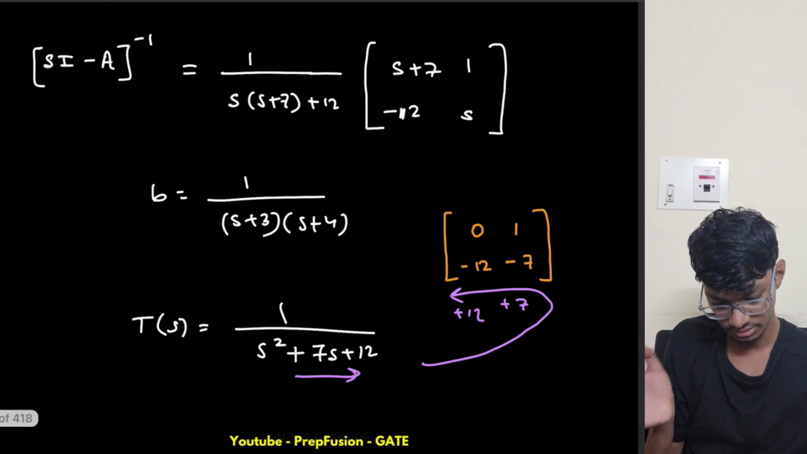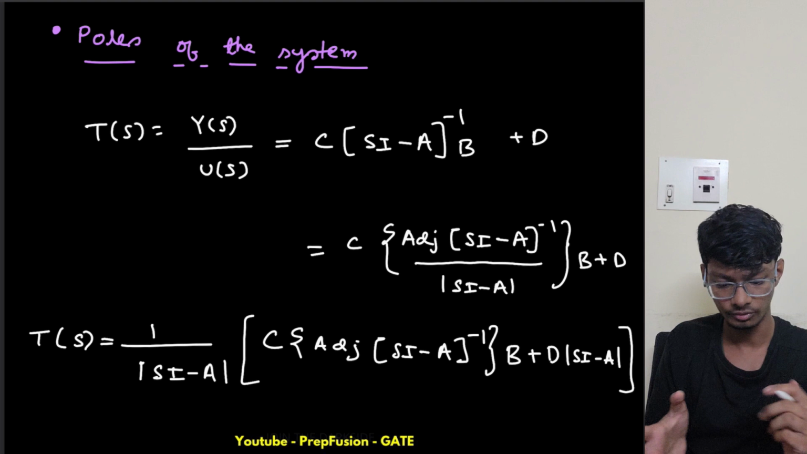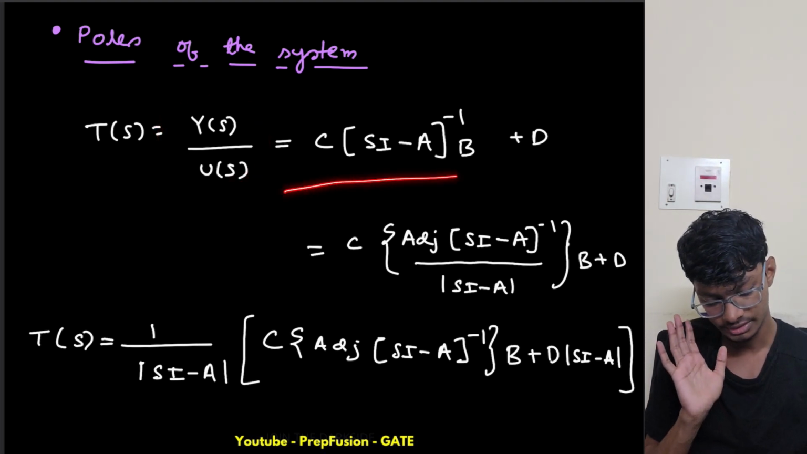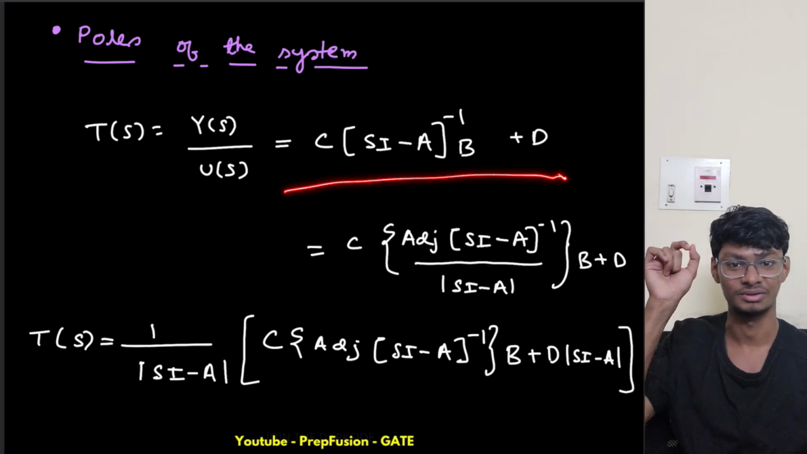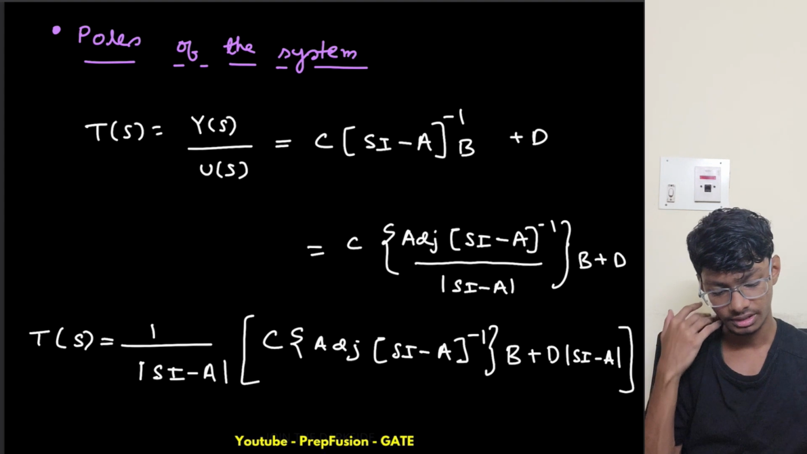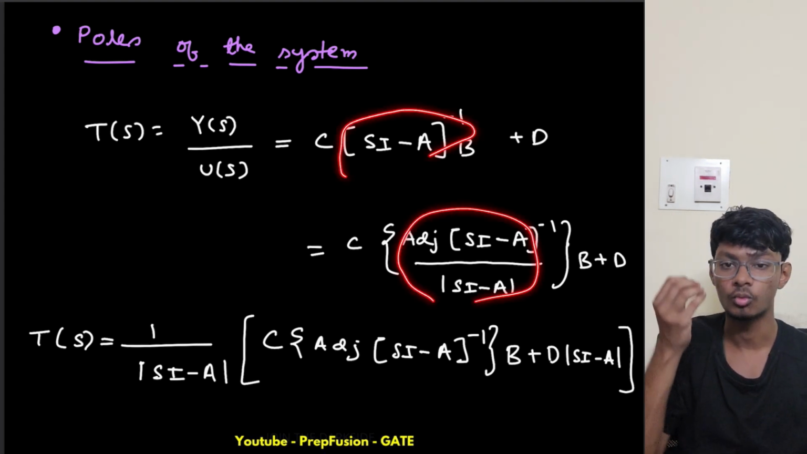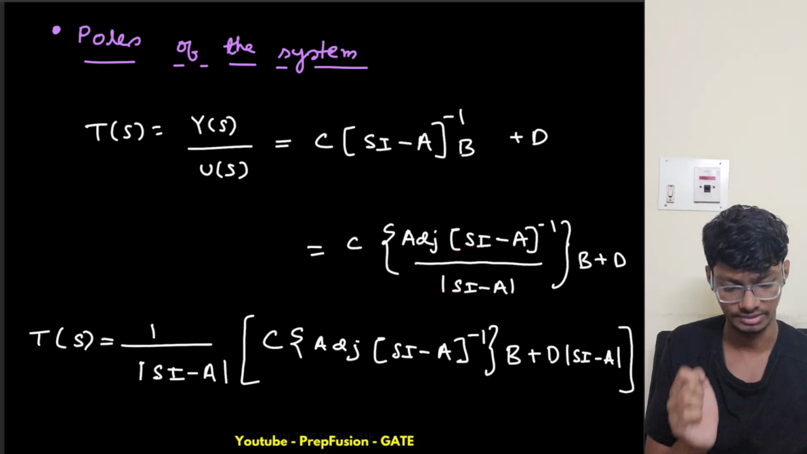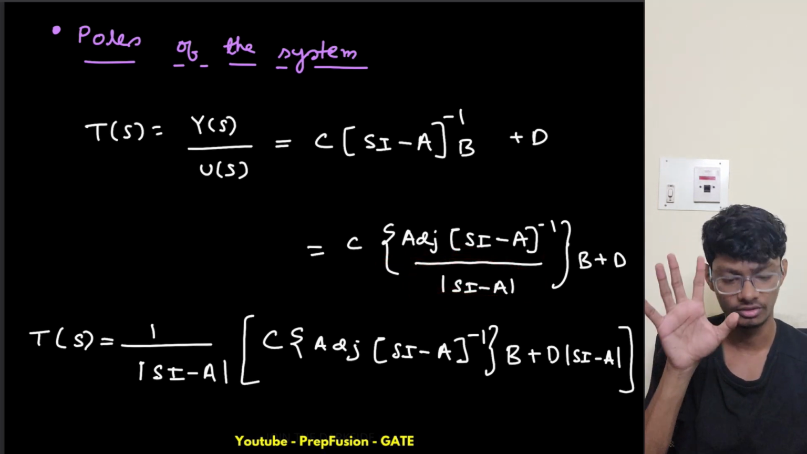So let me quickly revise the poles of the system. I went a bit quickly, so I want you to understand that this is in the form of the transfer function. So the transfer function I can write like this. This should be mugged up in your head: C times SI minus A inverse times B plus D. Now I'll convert this inverse into our good old formula, studied in 11th, adjoint of SI minus A divided by the determinant of SI minus A.